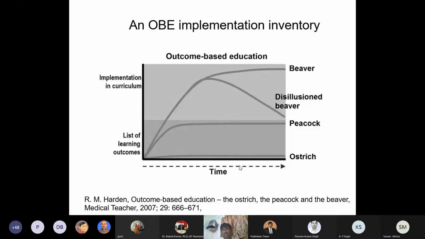So the ostrich is not worried about the changes which are happening. Even in outcome-based education implementation, there are people like ostrich. They don't want to change. Number 1. Number 2, there are people like peacock, right?